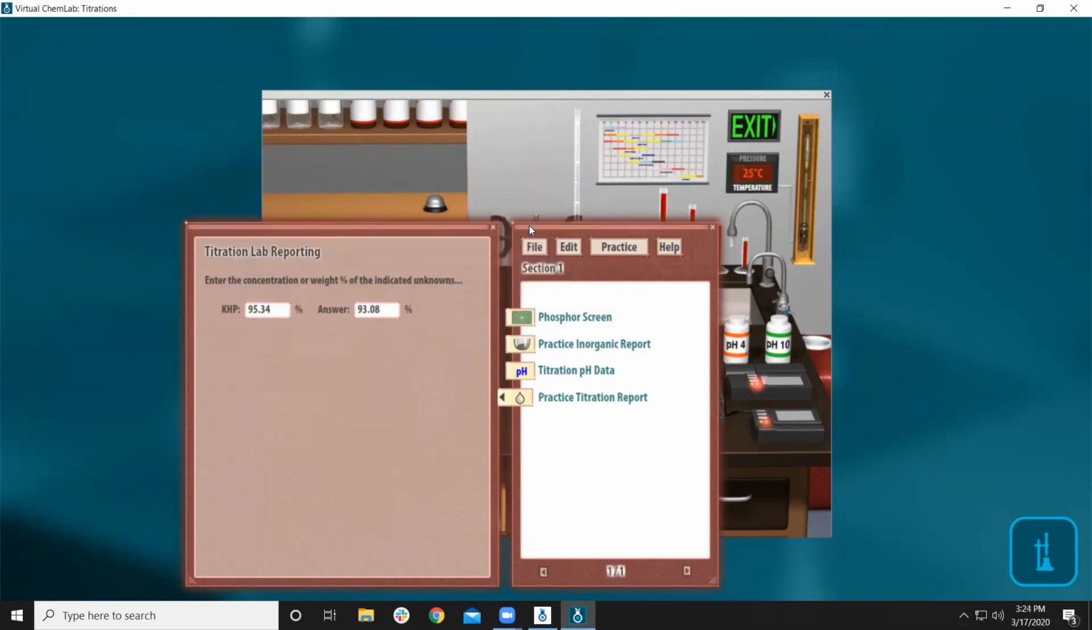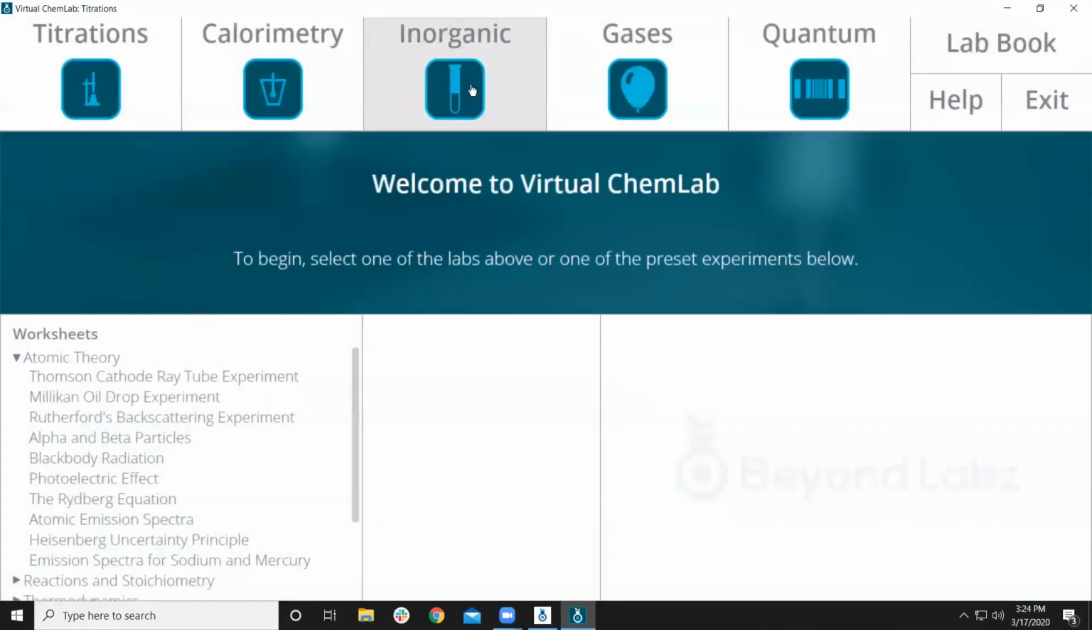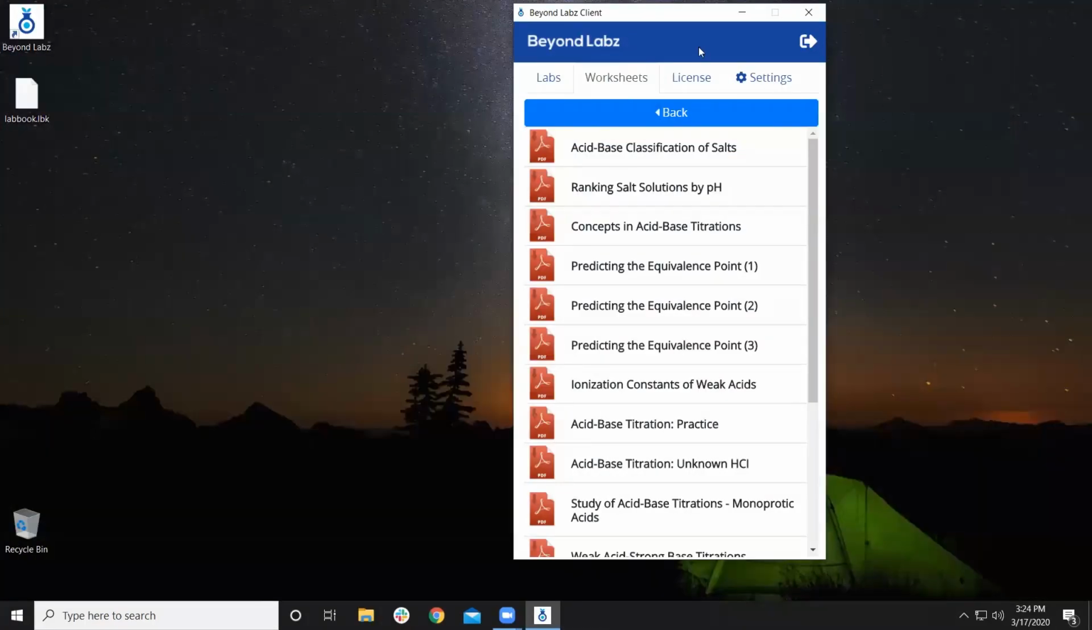But what you do as a teacher is you would just say, hey, upload this electronic lab book file to your LMS, and then the TAs, or I usually have my TAs, download all of these in a folder, and then they go through and open them one by one and look and grade them. So Inorganic works the same way. Calorimetry has some unknowns, works the same way as well. Does that answer it?